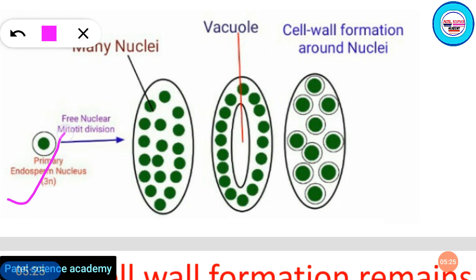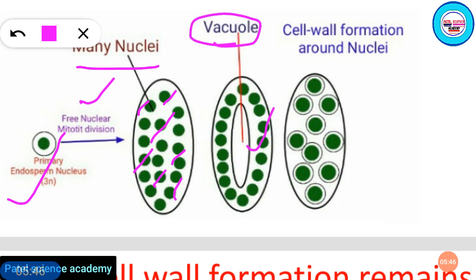So this is that PEN. It goes for the free mitotic cell division, and it forms so many small nuclei. So many nuclei are formed there by the mitotic cell division, but there is no cell wall formation. Thereafter what happens? A vacuole is developed at the center. You can see this vacuole here.